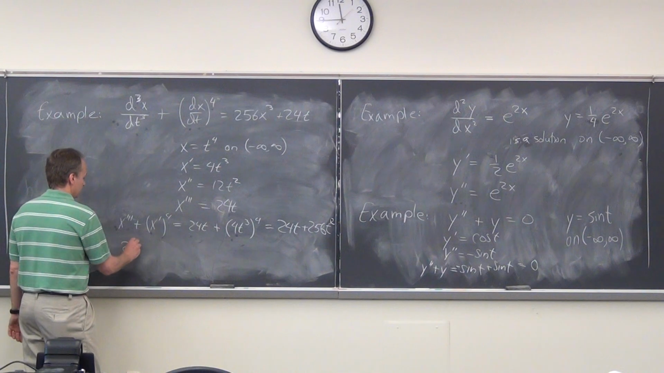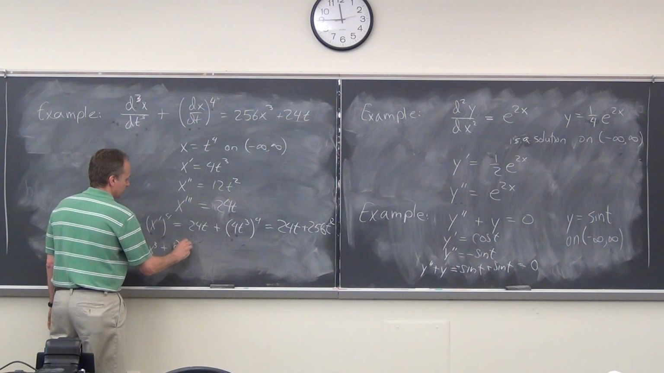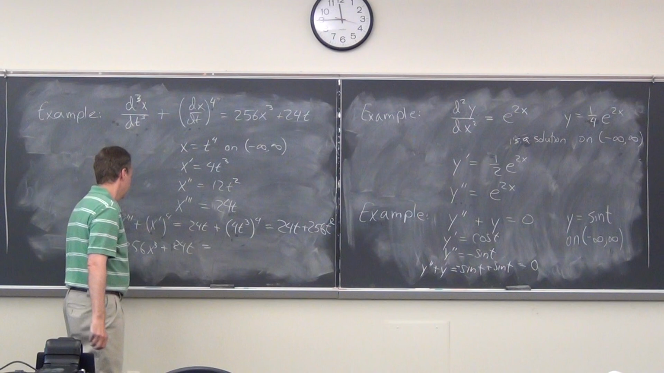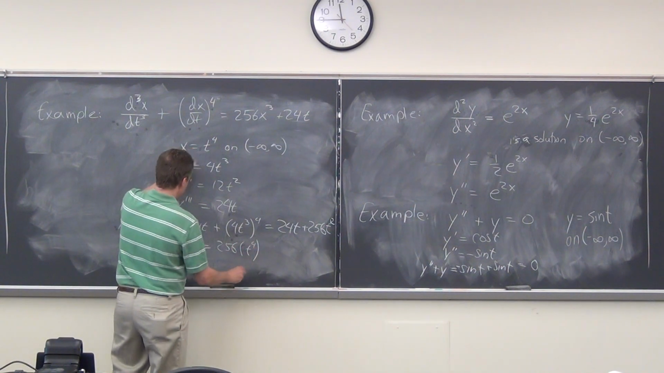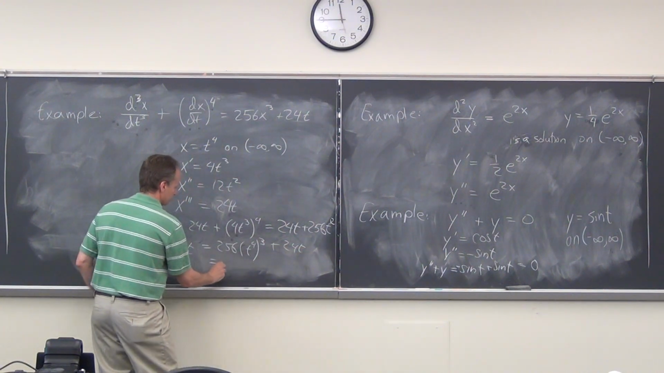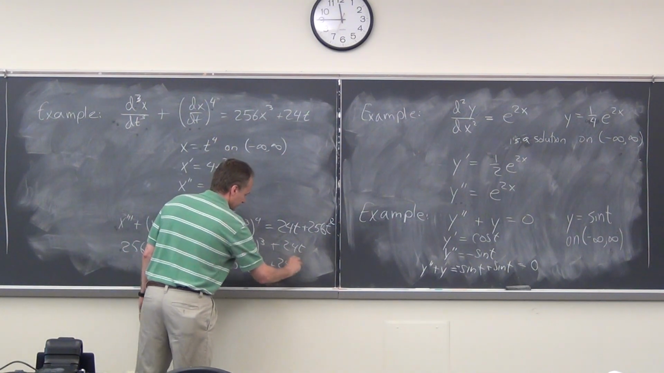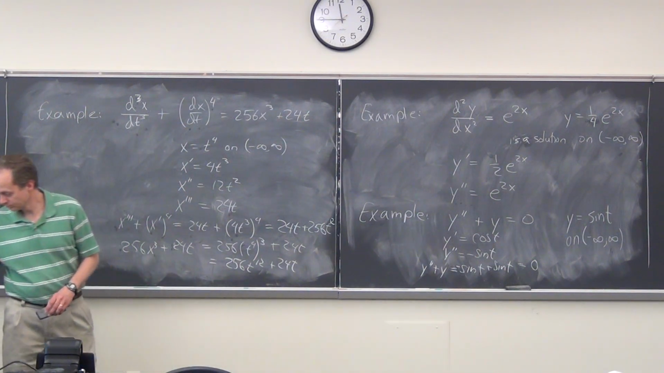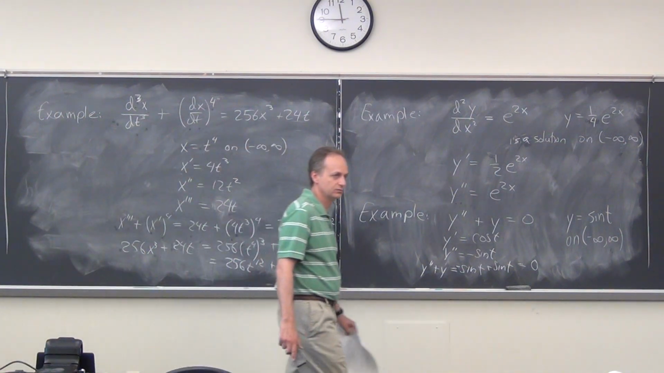And the right-hand side, sometimes it's beneficial to work with each side separately. That's what I'm doing here. So it's 256 times x to the fourth cubed plus 24. And of course that does simplify to the same thing. So it is a solution. Okay, so far.